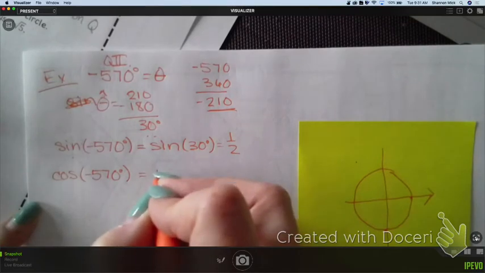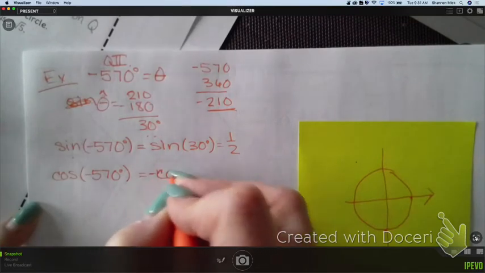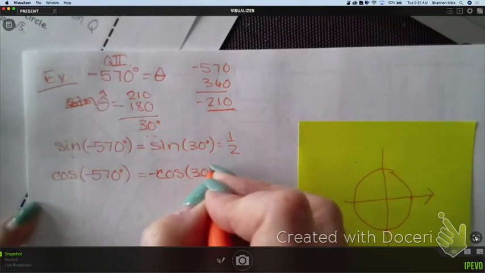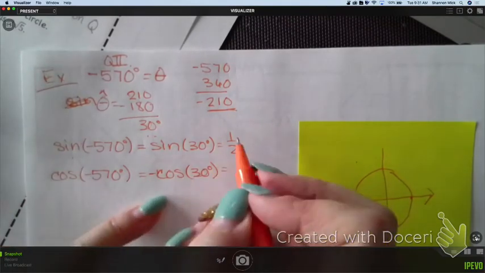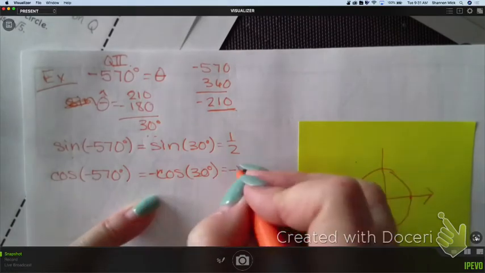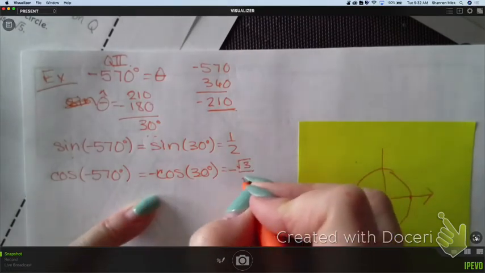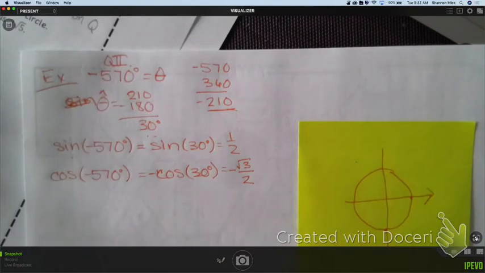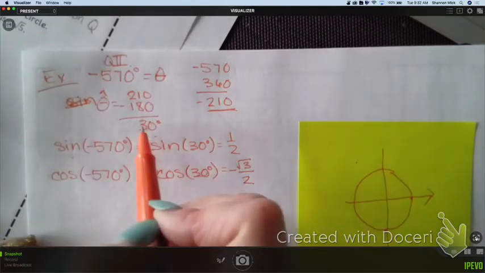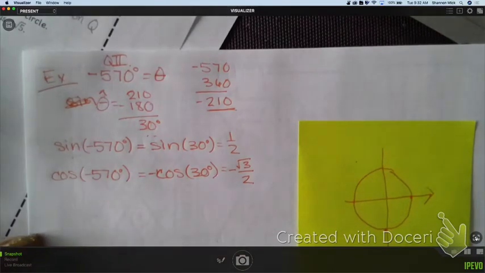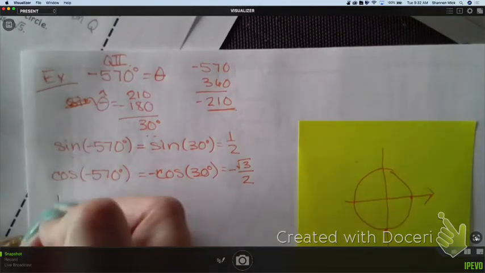Negative. Why? Because the y is negative in that quadrant. Well, if opposite was 1, adjacent has to be square root of 3 over 2. So once I find what quadrant it's in and the reference angle, can I do these problems very quickly? Yes. And then tangent, do it on your own.